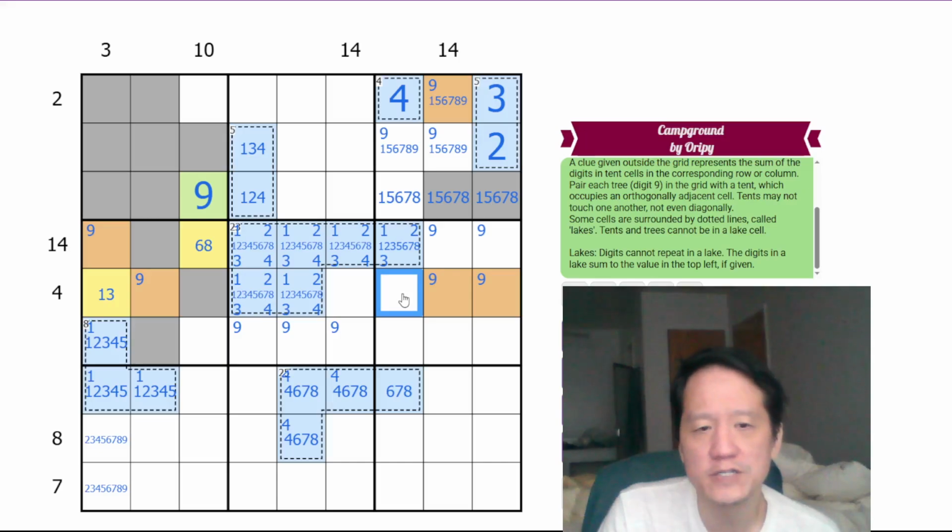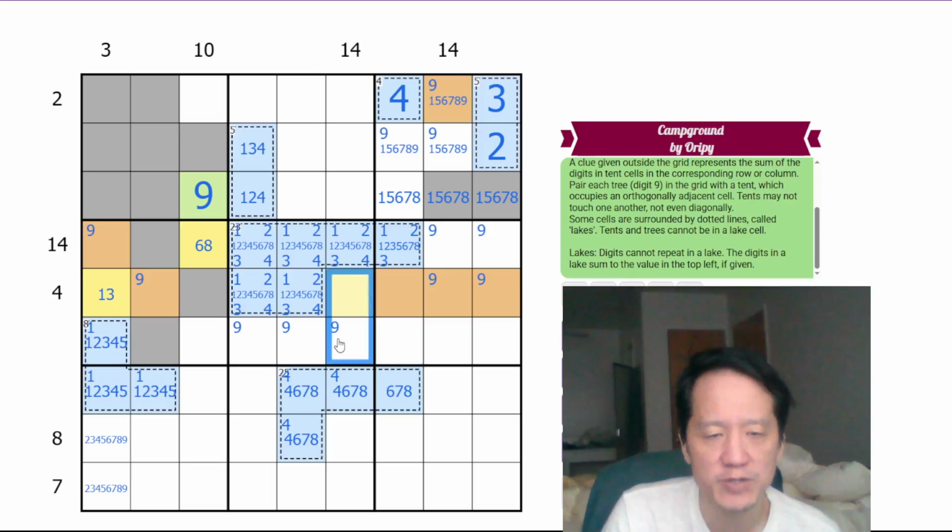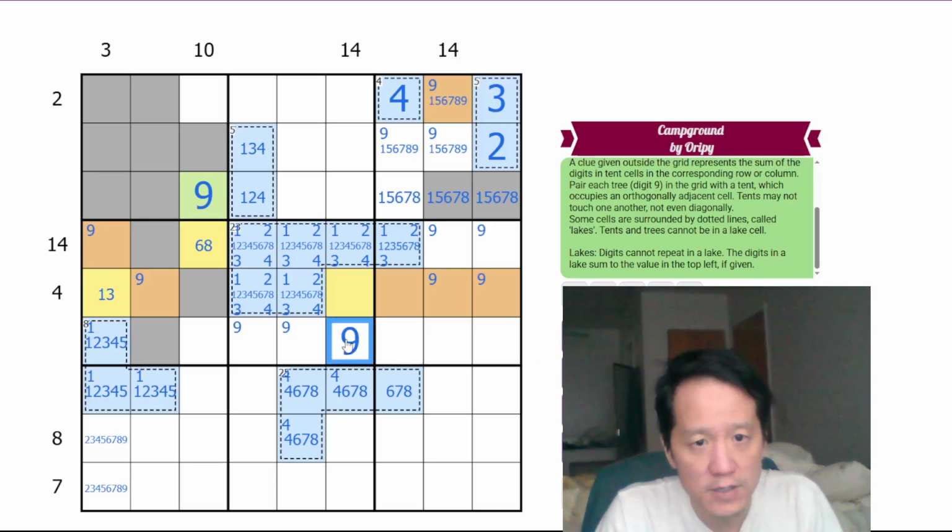If there were a tent here, it could not be part of... There's no 9 to be part of here, so this cannot be the tent then, which means this has to be a tent, and it must be connected to this 9. So this is a 9, which makes this a tree.